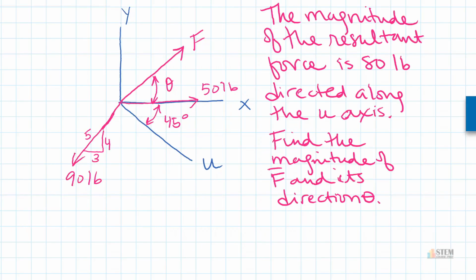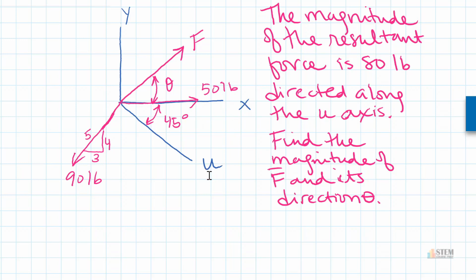Let's go ahead and look at this problem. So this is just a simple 2D problem, and we've got a force F here. Notice we don't know the magnitude right now, and we don't know this angle theta. Then we also have a 50-pound force that's on the x-axis.